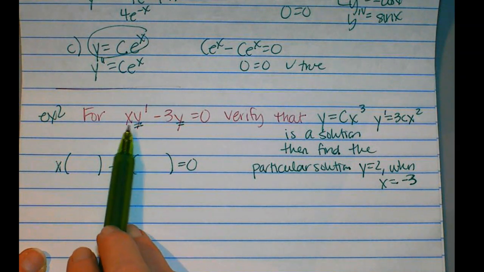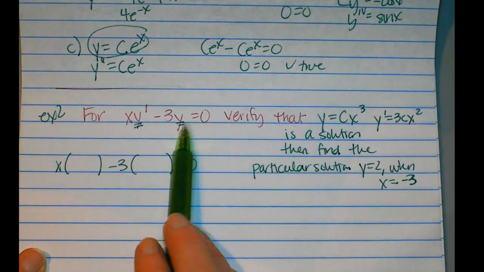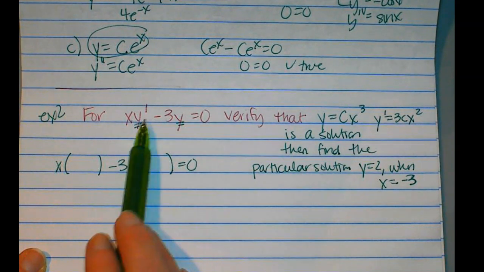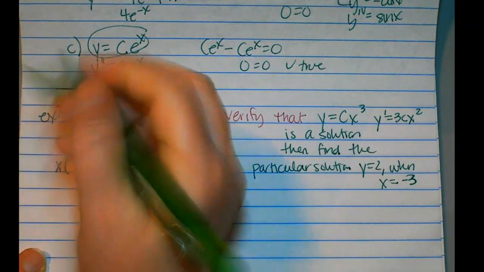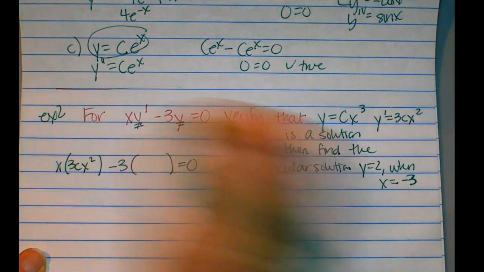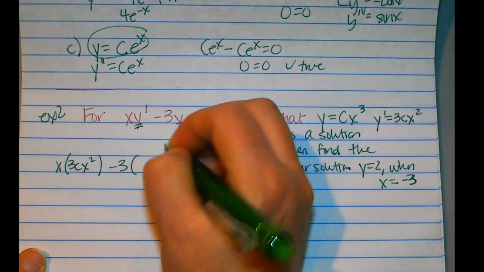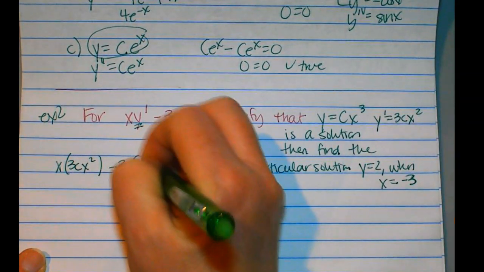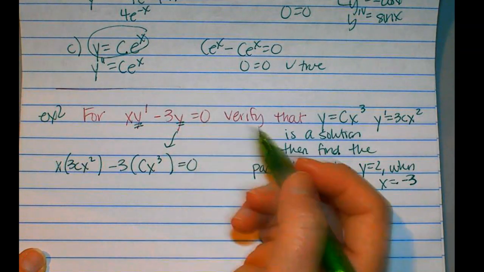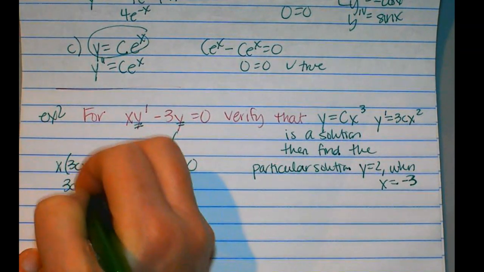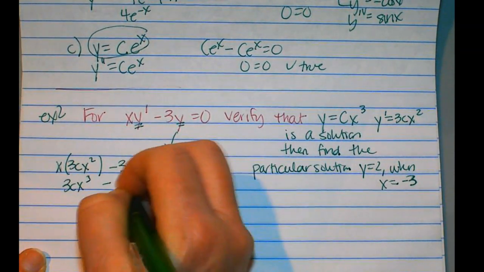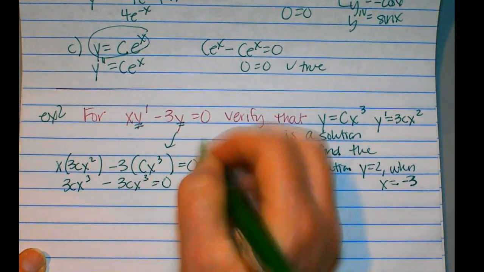Okay, so first, I'm just plugging in y here and y prime here. So 3cx squared, and then regular y is cx cubed. That's going to be 3cx cubed minus 3cx cubed equals 0. That's true.